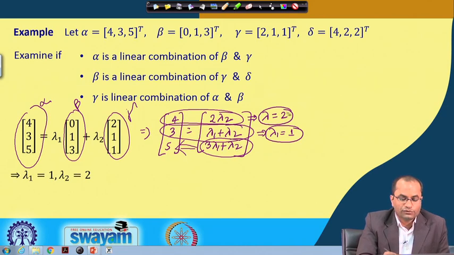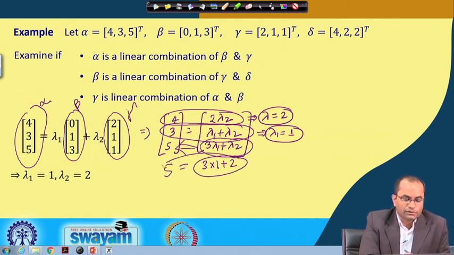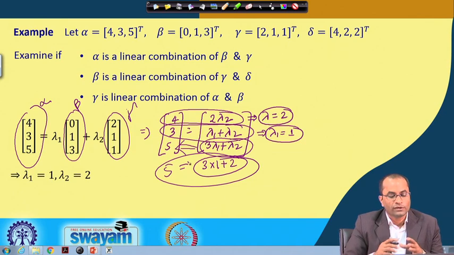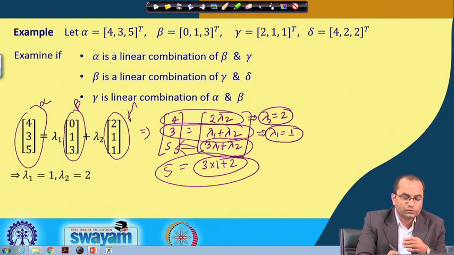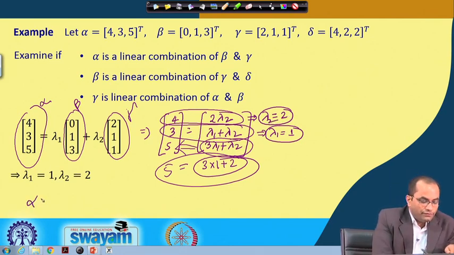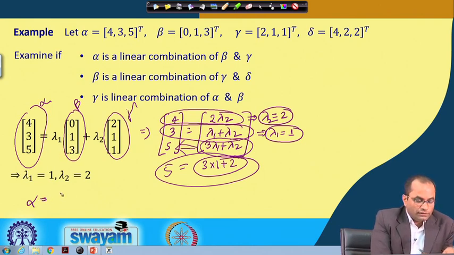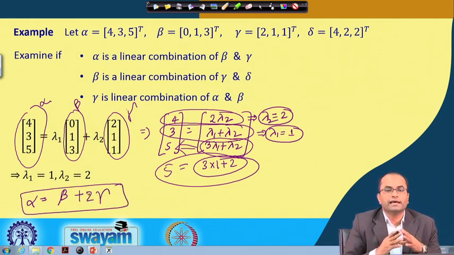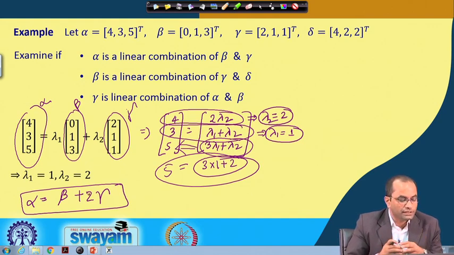So, now we have to check whether the third equation is also satisfied or not. 3 times lambda 1 plus lambda 2 will give us 5. So, the third equation is also satisfied. So, for lambda 1 equal to 1 and lambda 2 equal to 2, this relation is satisfied. That means alpha is equal to lambda 1, which is 1, times beta plus lambda 2, which is 2, times gamma. So, we have this relation between alpha, beta and gamma: alpha is equal to beta plus 2 times gamma.